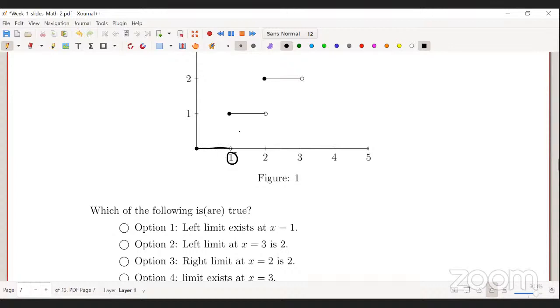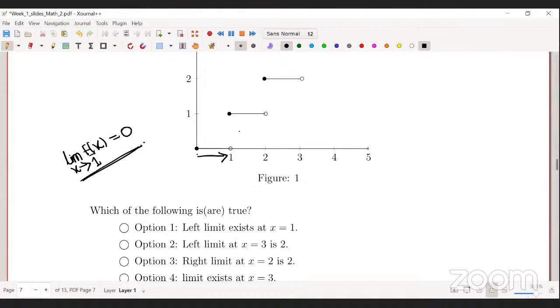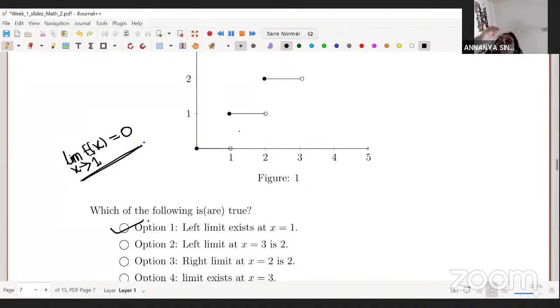The value of this function is basically 0 here. So we want to know whether the left limit of the function at x equal to 1 exists or not. Yes, it exists. If you are coming to this point 1 from the left hand side, then the value of the function is 0. So the left hand limit is basically 0, so option 1 is correct. Next: left hand limit at x equal to 3 is 2. This is 3.